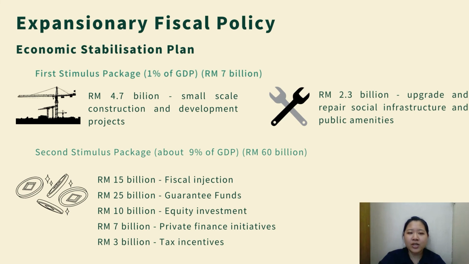The second stimulus package amounted to 60 billion ringgit, approximately 9% of GDP. This package is allocated to several parts, which are 15 billion ringgit for fiscal injection, 25 billion ringgit for guarantee funds, 10 billion ringgit for equity investment, 7 billion ringgit for private finance initiative, and 3 billion ringgit for tax incentive.